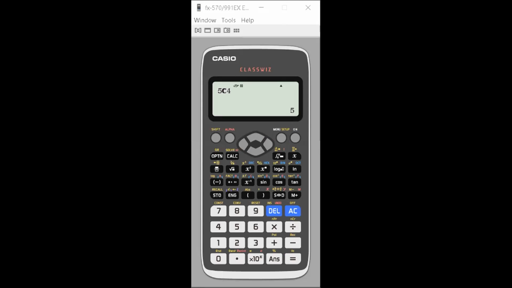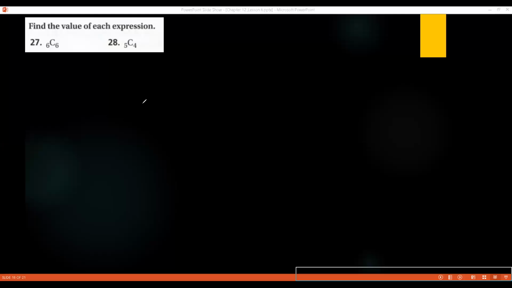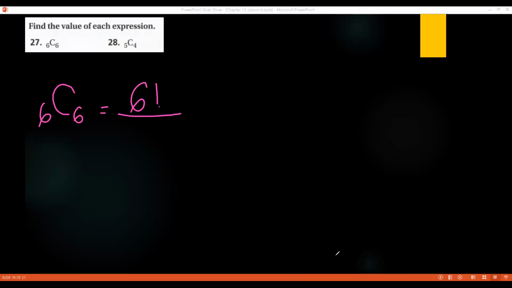Now here, combination of 6 from 6. The formula is 6 factorial over 6 minus 6 factorial, as we did on the permutation. But what you have to add here, times what? 6 factorial. Which the answer will be 1.